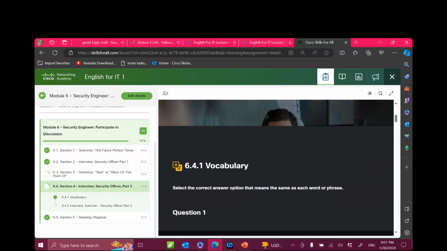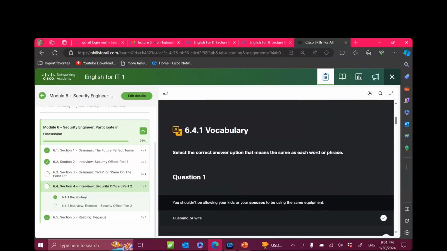Before I start, I always have a look at some vocabulary, so it will help me to get the listening or to hit it from first time. So select the correct answer option that means the same as each word or phrase. Question number 1, you shouldn't be allowing your kids or your spouses to be using the same equipment. Have a look at the word spouses. What do I mean by spouses? Yes, spouses means husband or wife. When I say your spouse, it means your husband or your wife. Okay?